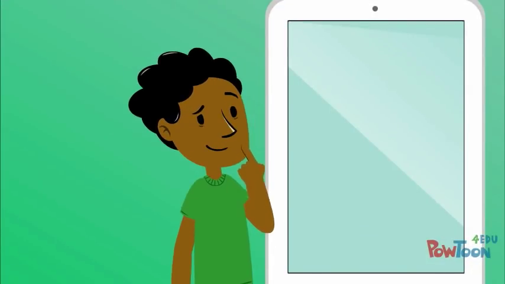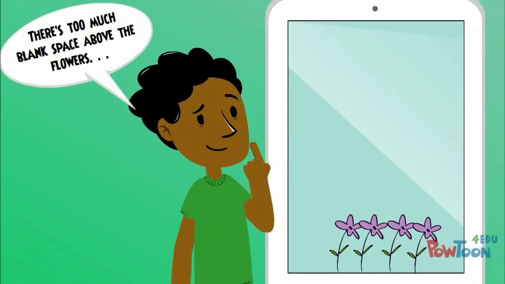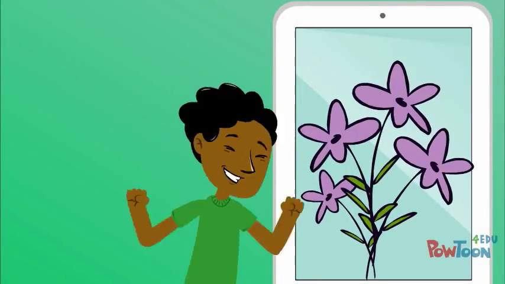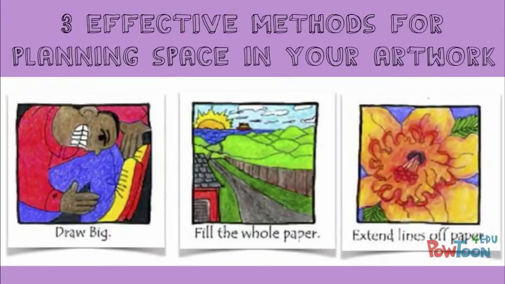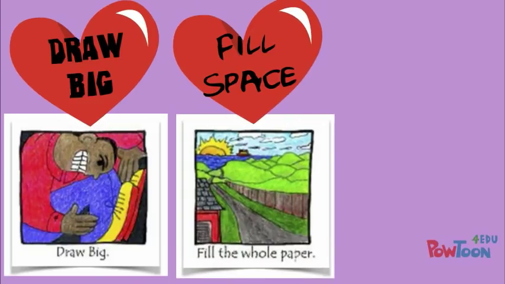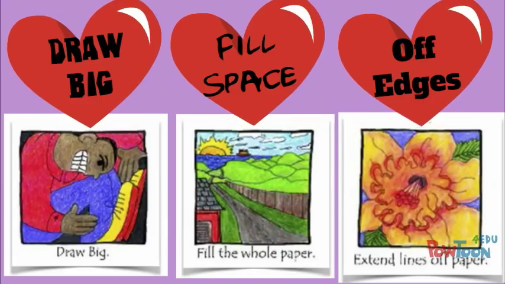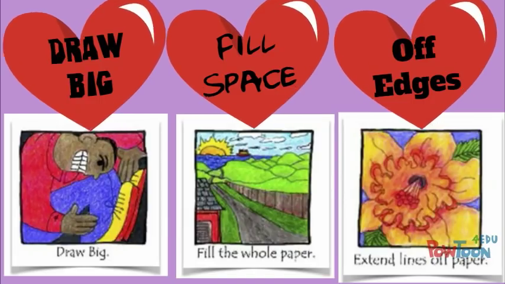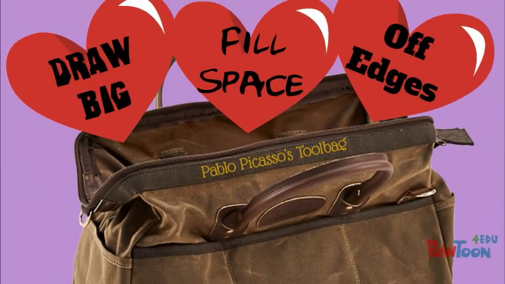When planning their designs, artists consider very carefully and with a lot of thought just exactly how they will use and arrange the space in their artwork. Here are three very effective methods for planning and using space in an artwork. Draw big, fill up the space, and go off the edges. These three methods will consistently help the artist to create visually appealing art. Put this little tip in your artist tool bag.